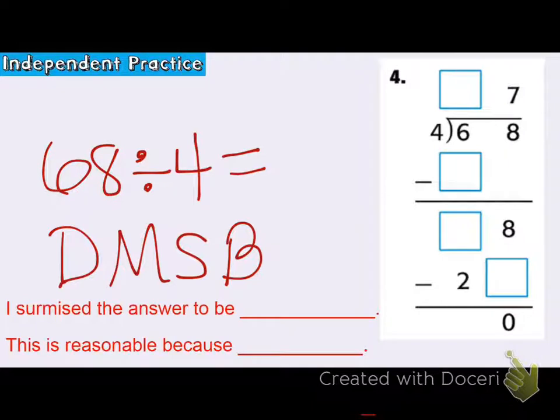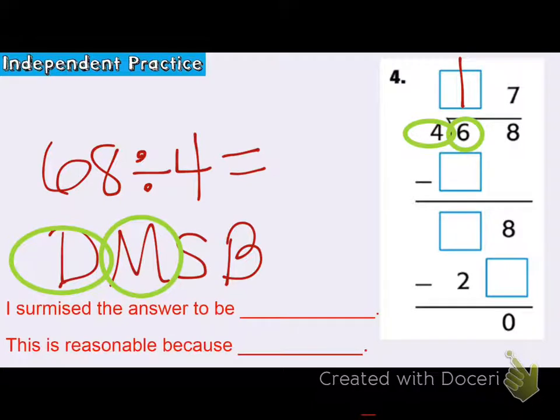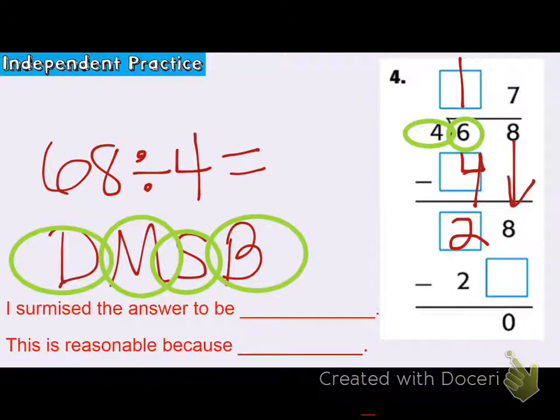I'm going to start with divide, and I need to see how many times 4 will divide into 6. It has to be 1. 4 times 1 is 4. So I can go ahead and subtract the 4. And I have 2 left over. After I subtract on my steps, it says bring down. So I'm going to bring down that 8. Once I bring down the 8, then I've created the number 28.